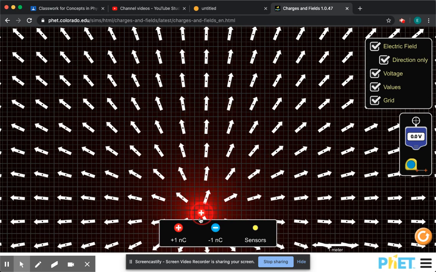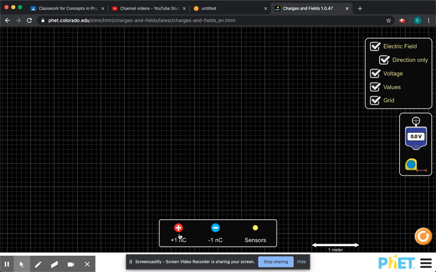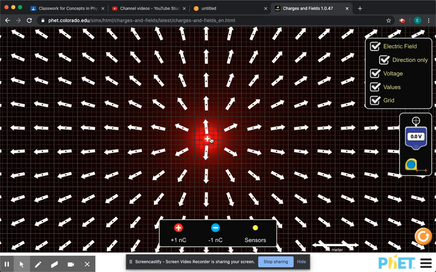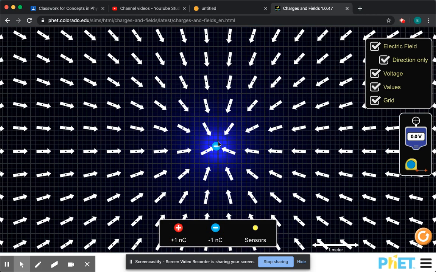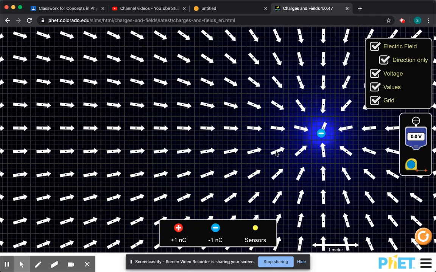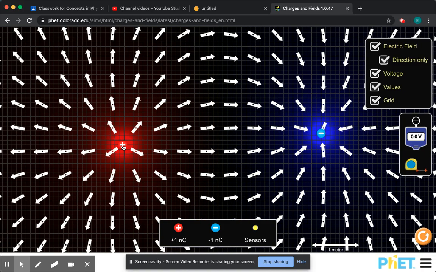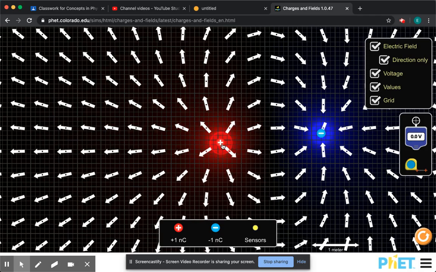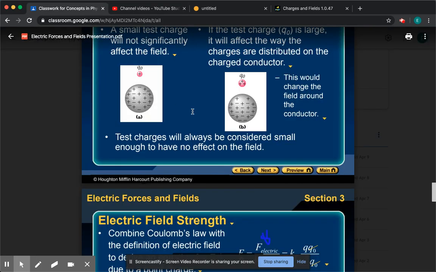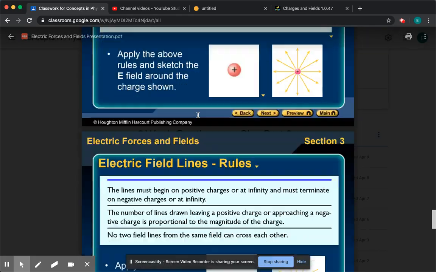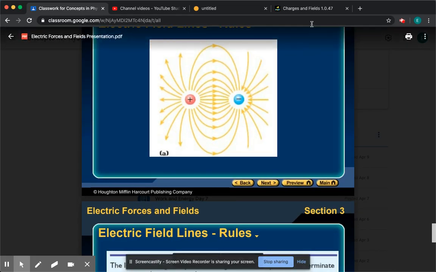So when I put one proton, well, let me take everything out. If you take everything out, there's nothing. If you put in one proton, you can see all the arrows are coming out of it. If you put in one electron, you see all the arrows are coming towards it. If you put more than one, now you start to see what's going on. You can see that arrows come out of the proton and into the electron, and you start to get something similar to what we were seeing here in this image.